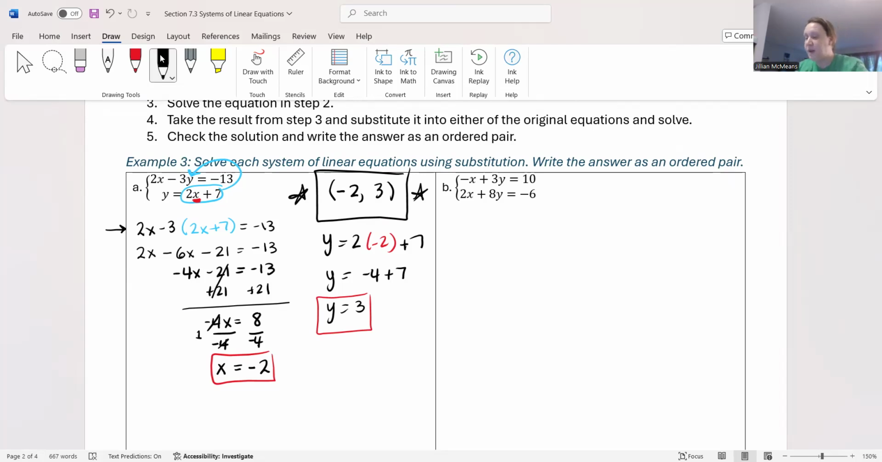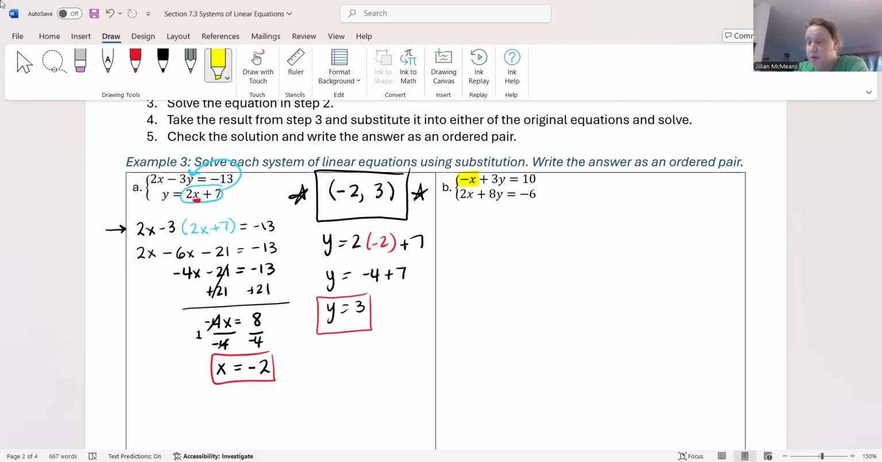Okay? Now let's look at part B. So part B, we don't have an equation that has already been solved for a variable. However, we do have an equation that has a coefficient on one of the variables that is either 1 or, in this case, negative 1. That is always where you want to start. It's going to be the easiest.